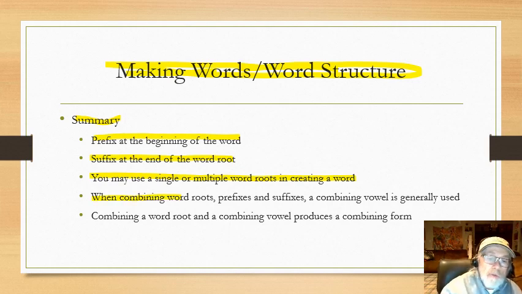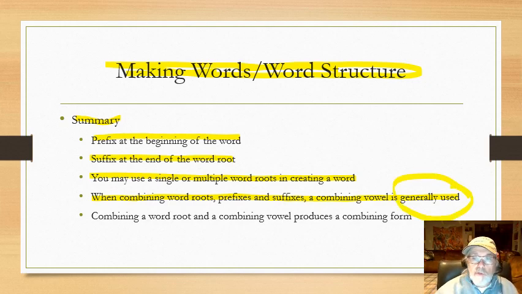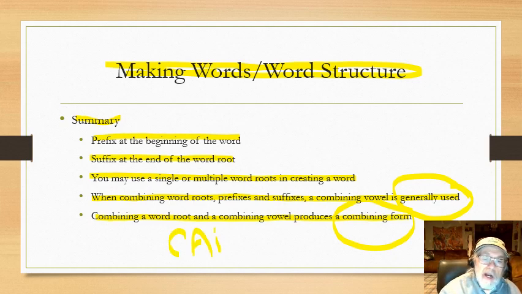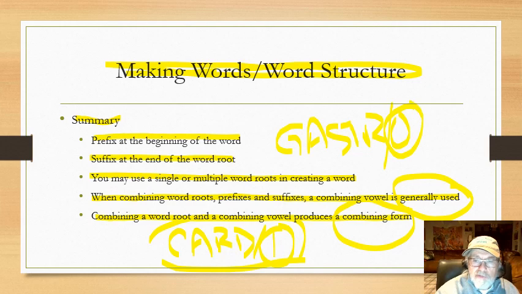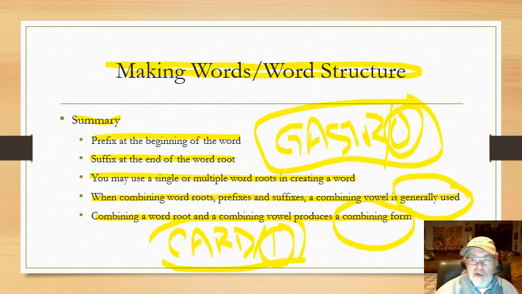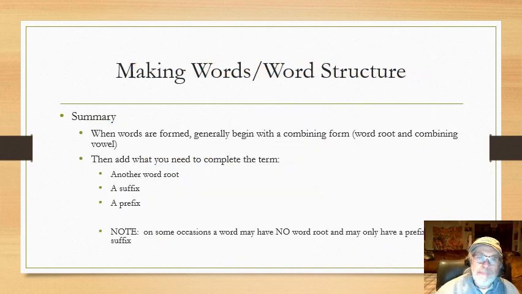When combining word roots, prefixes, and suffixes, a combining vowel is generally used. We talked about some rules, again, the rules of when to use combining vowels, how it sounds. But there are other rules we talked about before. Combining a word root and a combining vowel produces what we call a combining form. So when we see cardi, C-A-R-D, the I is a combining vowel, put that all together, and that's a combining form. Gastro, G-A-S-T-R-O. Gastro means stomach. O is the combining vowel. Together, that becomes a combining form. So if I say combining form, you know what that means.